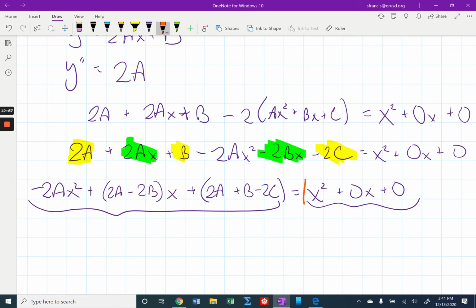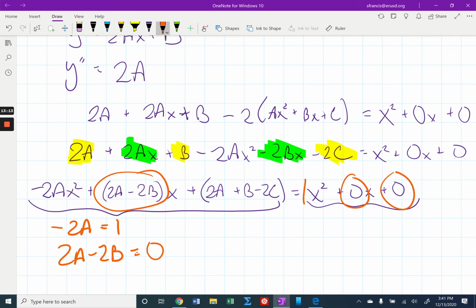So that means negative 2a has to be equal to 1 if the left side is going to be equal to the right side. Same thing here, the 0 in front of the x has to be the same thing as 2a minus 2b. And then the 0, that's the constant, has to be this stuff over here. So 2a plus b minus 2c has to be equal to 0. So solve that first one for a, plug it in to find b, plug a and b in over here to find c.